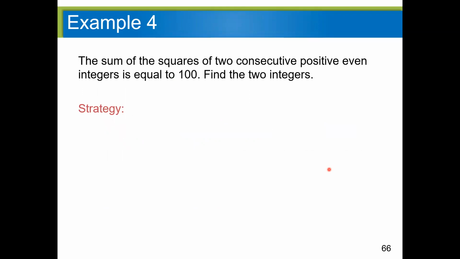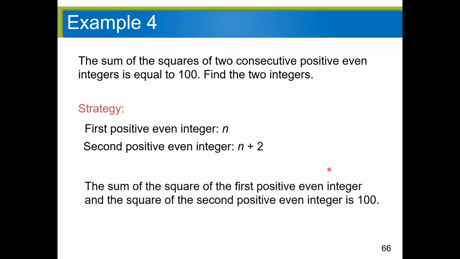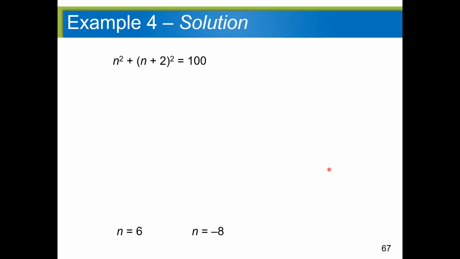Example 4: the sum of the squares of two consecutive positive even integers is equal to 100. Find the two integers. Wow, that's a lot. All right, so what's it saying? Well, if we have some positive even integer n, then the next consecutive positive even integer would be n plus 2. So 2, 4, 6, 8, that's adding 2 each time, right? So I need to find the sum of the square of the first positive integer and the square of the second positive integer, and have those equal 100.